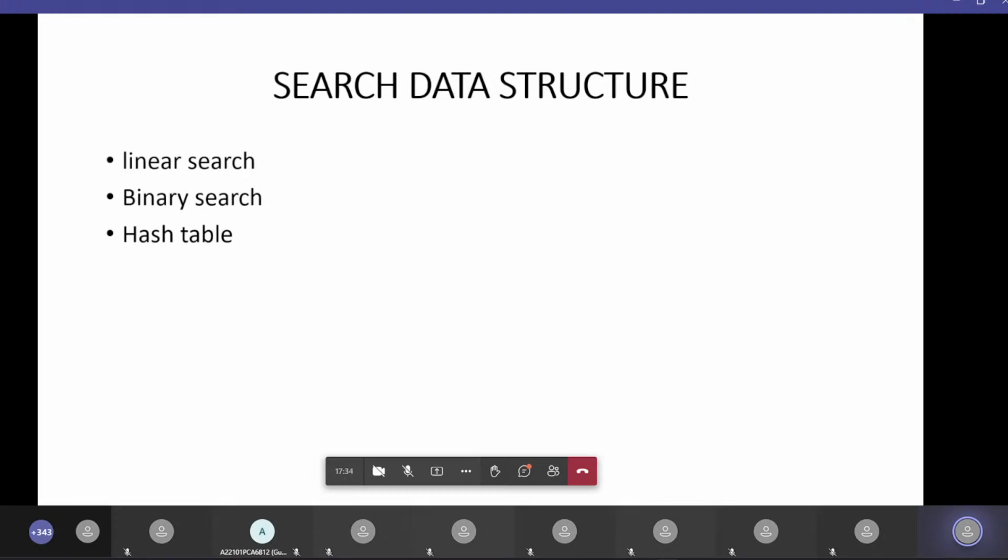Binary search means we have to divide it into two. To divide, first we have to find the mid value. What is the basic condition of binary search? Are people listening? Is it audible? Yes, ma'am. So you have to provide the condition in the beginning stage itself.